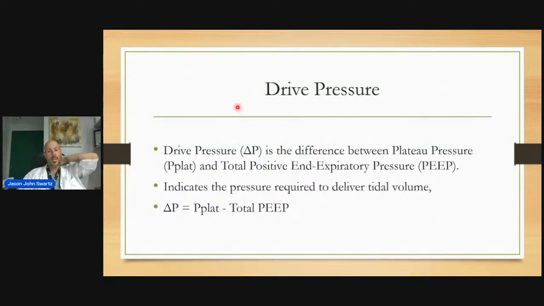Looking at the drive pressure: the peak inspiratory pressure will drop to a lower pressure with the inspiratory pause. You've removed the resistance, you have your plateau. Then you do your total PEEP, and you subtract the total PEEP from the plateau. This indicates the pressure required to deliver that set tidal volume. There's the equation on the bottom: plateau minus total PEEP.